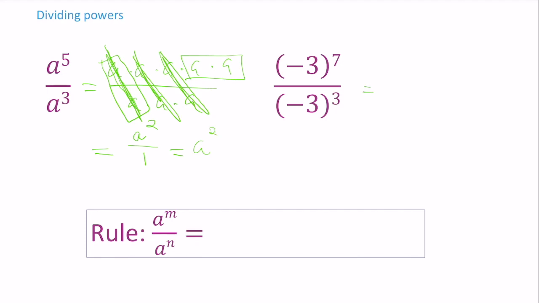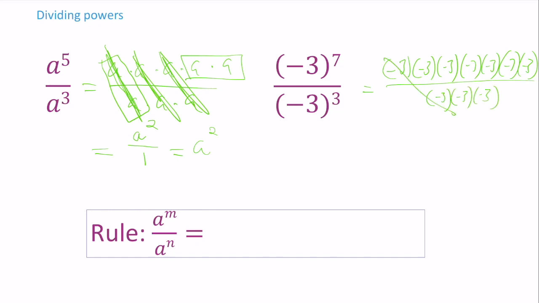Next one, negative 3 to the 7th. Put these in parentheses, negative 3. That's 3, that's 4, that's 5, that's 6. That's a lot of negative 3's. And then over 3 of them. We're multiplying 3 times now, okay? Those are going to cancel out. What's left are 4 of them, all in the numerator. So you're going to have negative 3 to the 4th power. And notice I'm not going to bother writing over 1 that time, but that's really what's happening there.